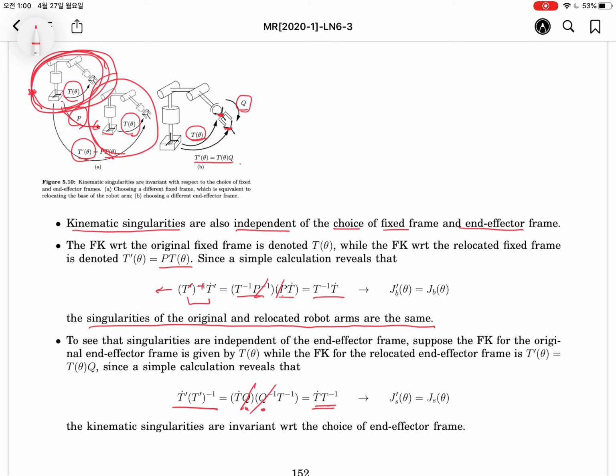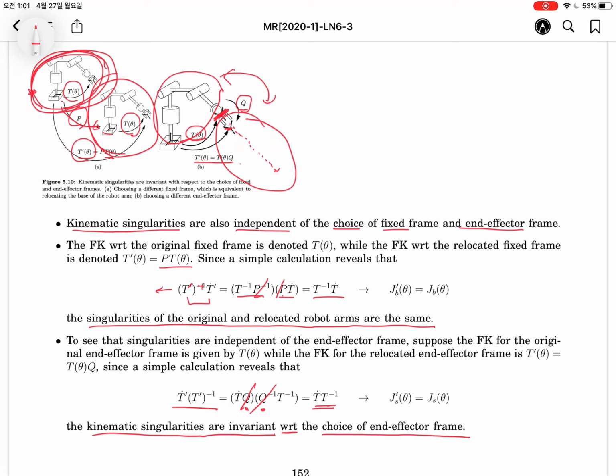It means if you have some singularity in T here, and at that time we add some joint to the latter part, it does not have any effect on the singularity. It has singularity. By adding on something, it's independent of each other. Okay, so the kinematic singularities are invariant with respect to the choice of the body frame.